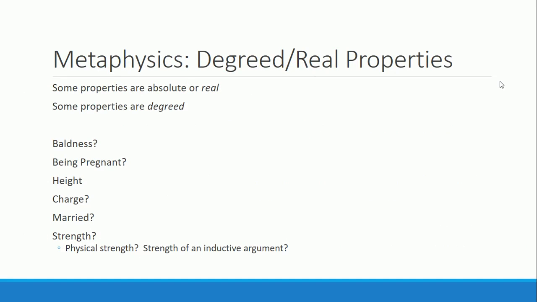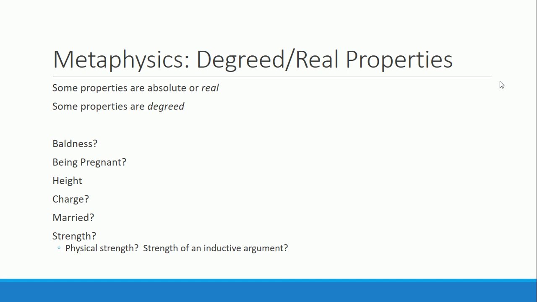All right. Now, just a tangent here. In metaphysics, we're talking about degreed or real properties. Some properties are absolute or real, some properties are degreed. So baldness, that is a degreed property. I am about 72% bald. All right? I could grow a mean horseshoe if I wanted. Being pregnant, now that is 100% or nothing. If you have one of those Clearblue Easy strips, it doesn't say 60% pregnant. It says yes or no.